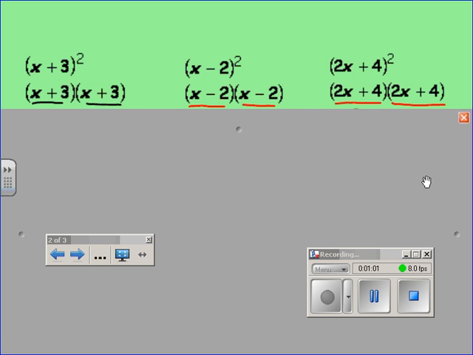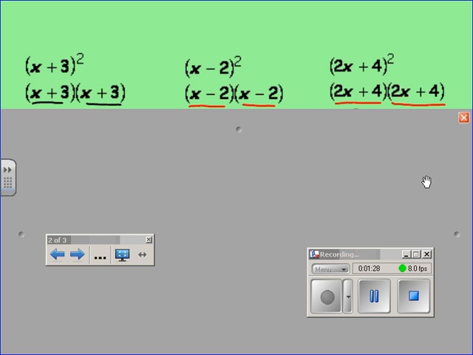Again, we're going to look at their factors and see what they have in common. And then in the end, we want to look at their products and see what those products have in common in comparison to their factors. If we look here, we notice that all three of these are being multiplied by themselves. So what we want to discover is what happens when you multiply a binomial by itself.